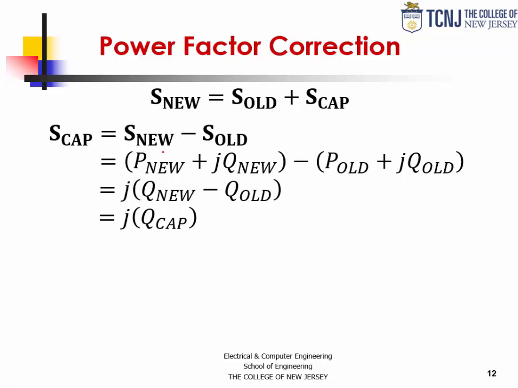So if we write the new complex power as the new real power plus the new reactive power minus the old real power plus the old reactive power, this simplifies, and remember that the new real power and the old real power are the same. We want to keep that the same, so we get that the difference between these two quantities is the power that we want due to that capacitor that we're going to insert.